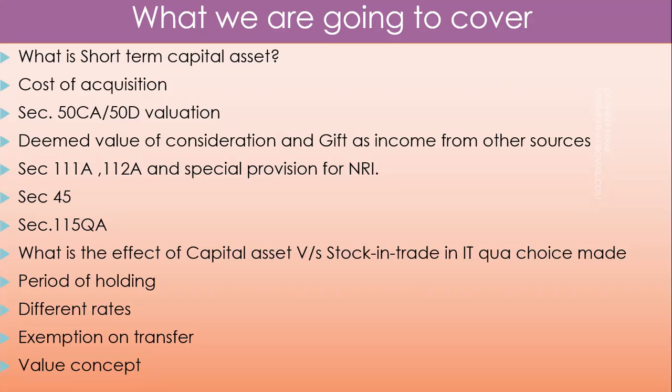There will be indexing under 112A and 112, which allows for a different rate, and special provisions for NRI. Sections 45 and 47 consider what is the period of asset and what is the consideration. 115QA is regarding buyback of shares. What is a capital asset, and when will it be considered as capital asset or stock in trade, and how one should decide and how the income tax department would take care of it. There are different rates, exemption in case of transfer, and valuation concept and deemed valuation. These are the points which we have covered. I'll go stepwise. I will cover the easier part first, then I will take the tougher task.